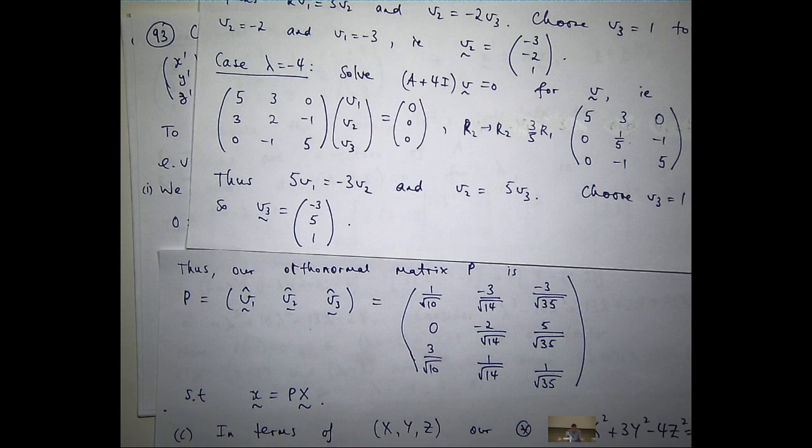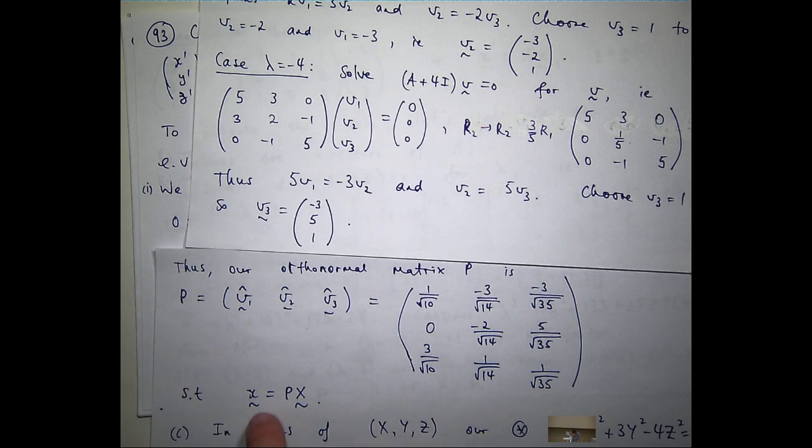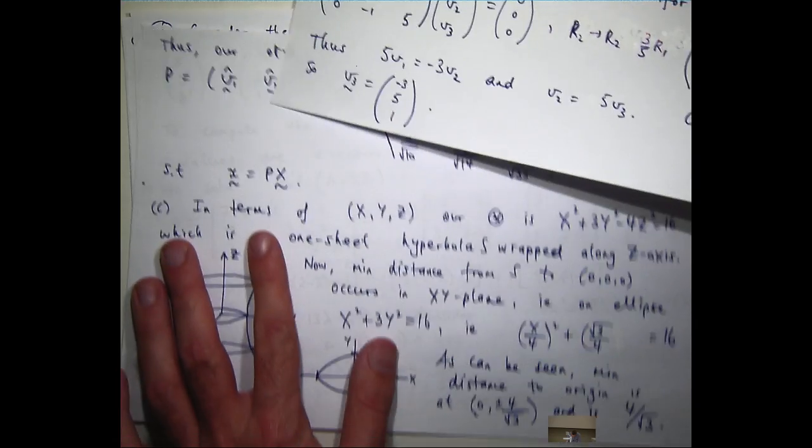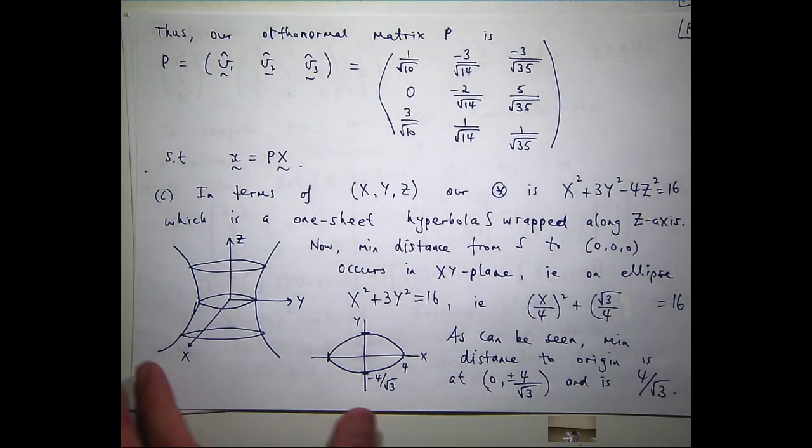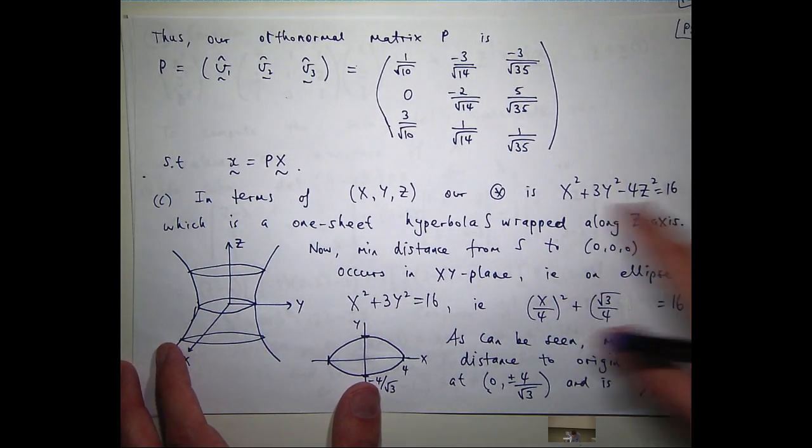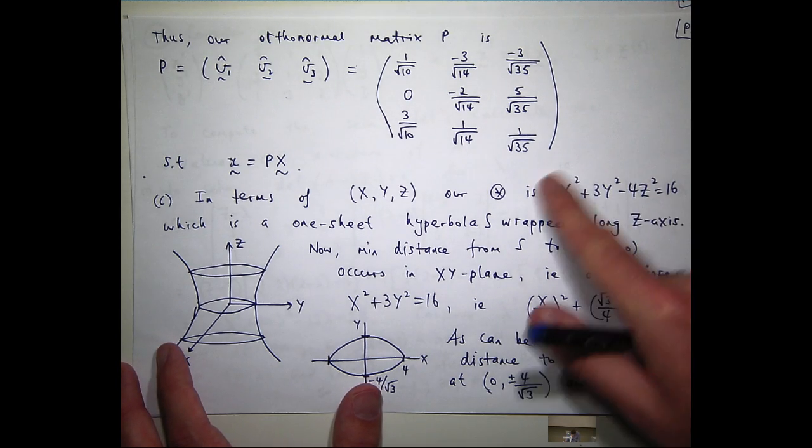The last thing they ask us to do, part C, is deduce from your results the shortest distance from the origin to the surface described in part B. So we talked about this a little before. This is the principal axis form of my equation.